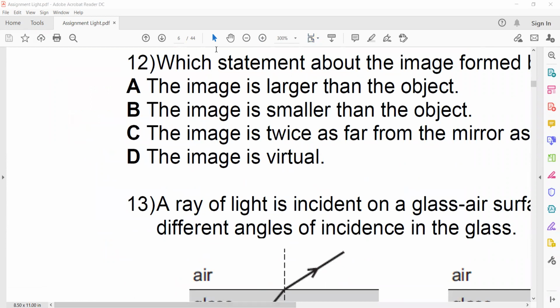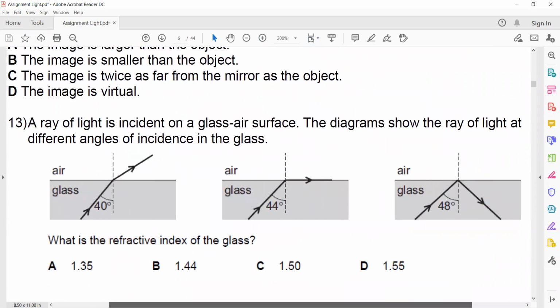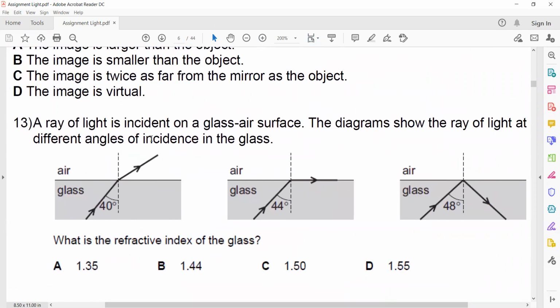For the next question, you need a refractive index. But in this figure, I cannot find a refractive index from the first figure because I don't know the angle. So I can find a refractive index from the second figure. Angle of incidence is 44 and angle of refraction is 90. So the formula for refractive index, it's always the greater angle: sine 90 divided by sine 44.